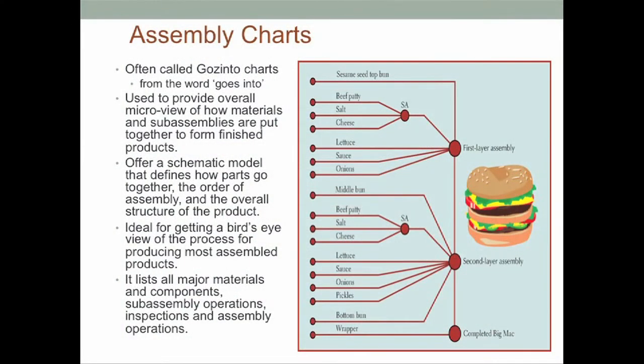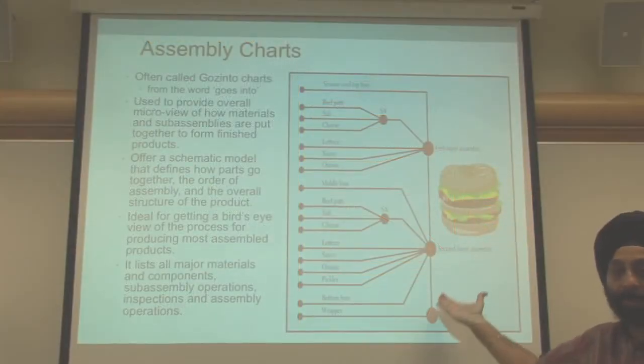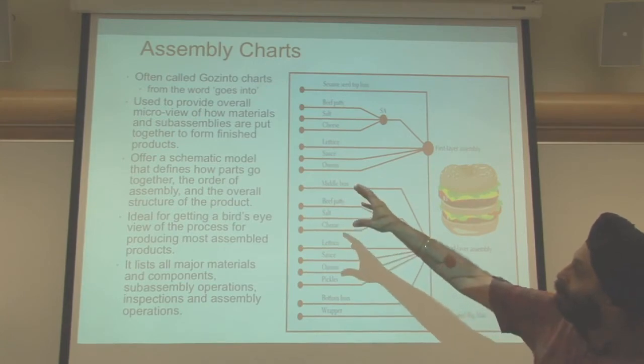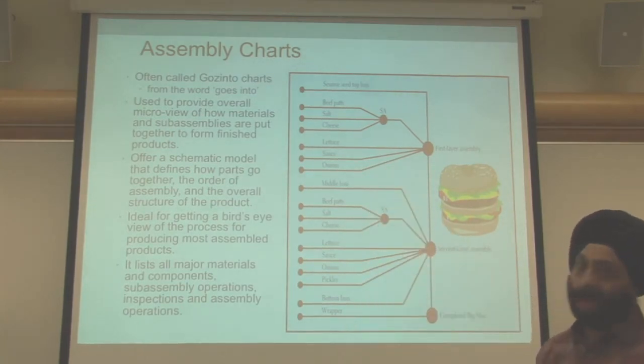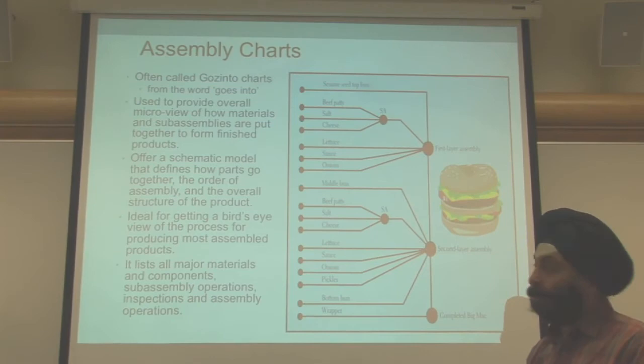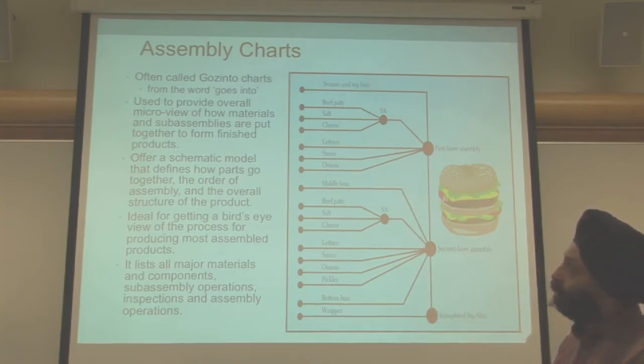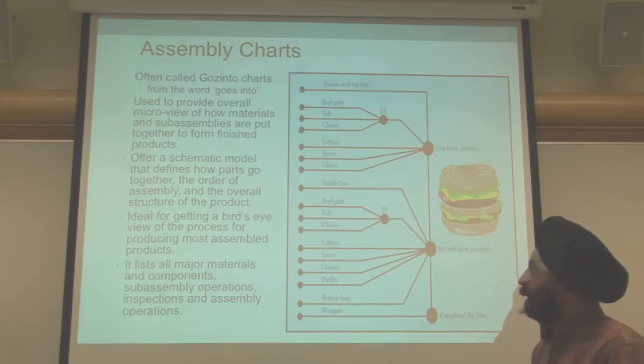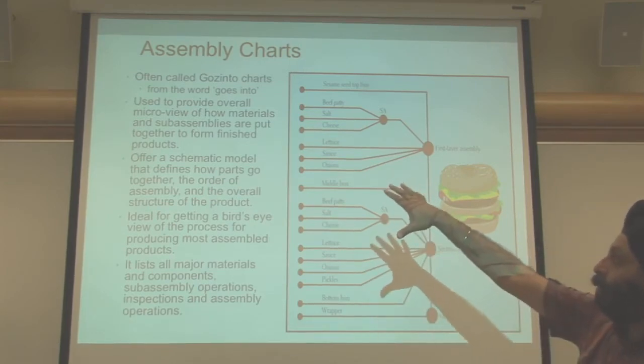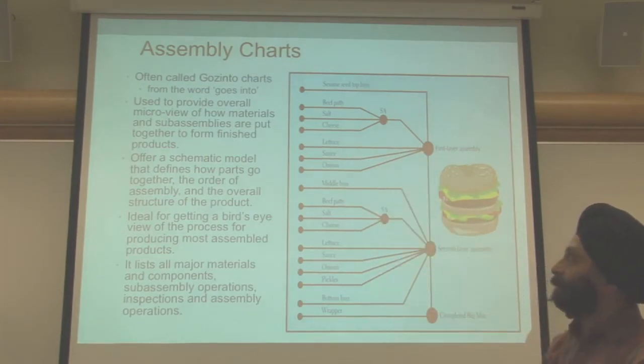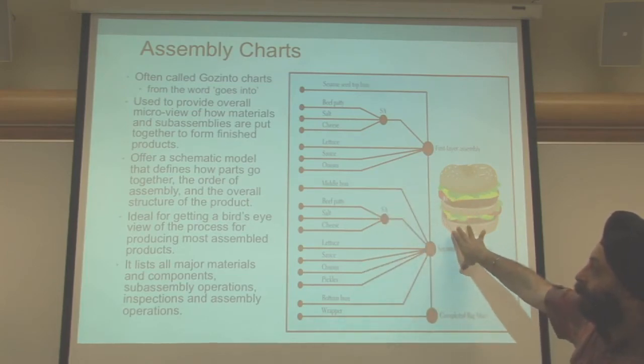So the assembly chart, this is an example of an assembly chart of how to create a cheeseburger in this case. Often called Gozinto charts, which actually comes from the words "goes into." Even though it was created by an Italian mathematician, both the assembly chart as well as Gozinto charts are terms which are used interchangeably over here. Used to provide an overall micro view of how materials and sub-assemblies are put together to form finished goods, and often a schematic model that defines how parts go together.